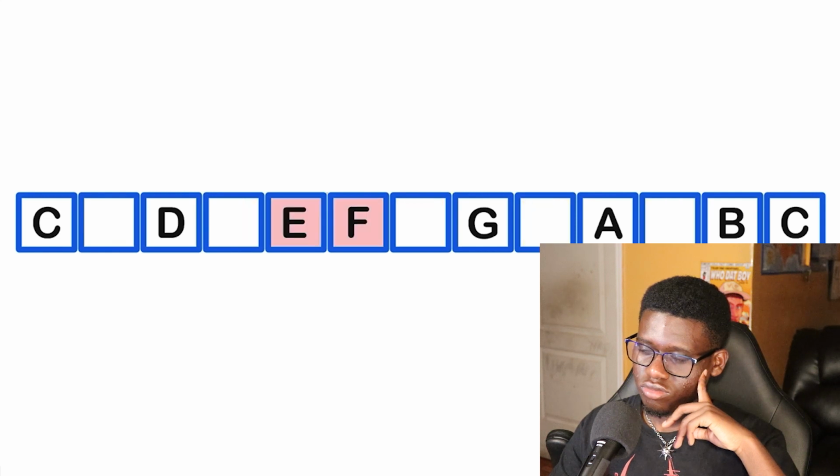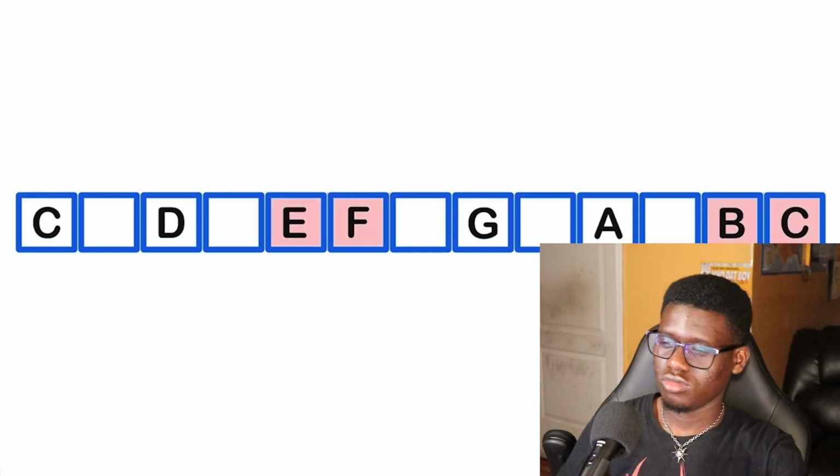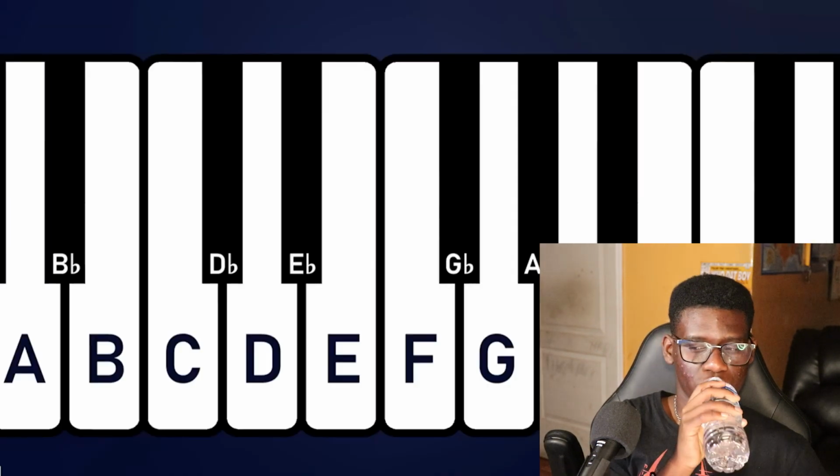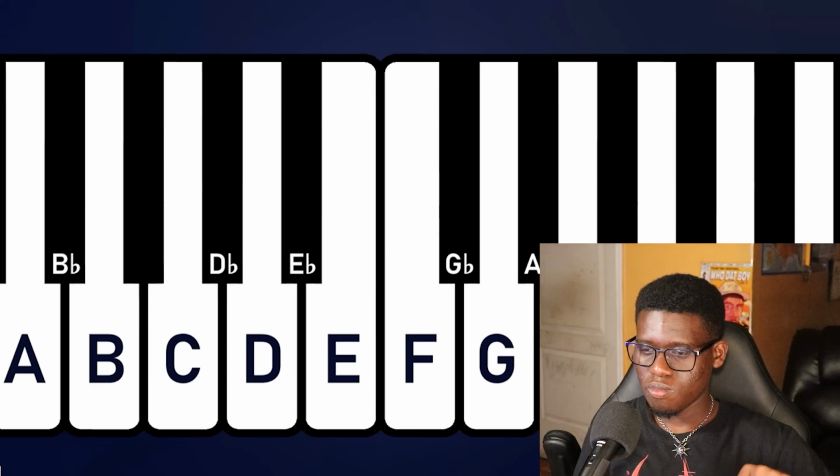But because E and F are only a semitone apart, and B and C are only a semitone apart, and the semitone is the smallest interval we use in Western music, we can't have a note in between E and F or between B and C. These notes are already as close as possible within our Western system. So if we're going to keep the semitone as our smallest interval, we don't actually need a note between E and F or B and C.